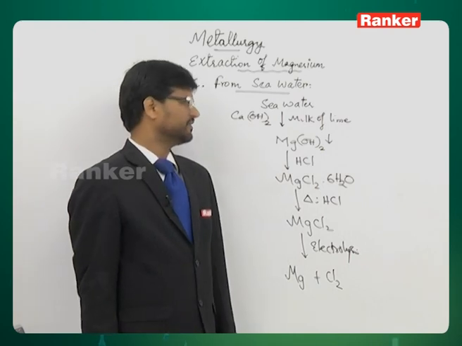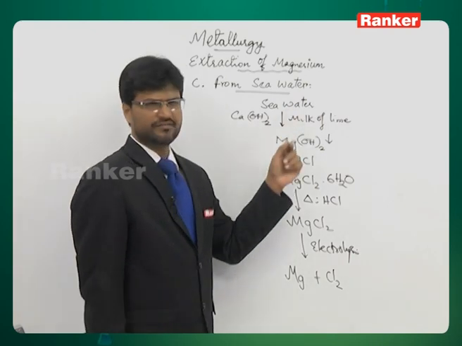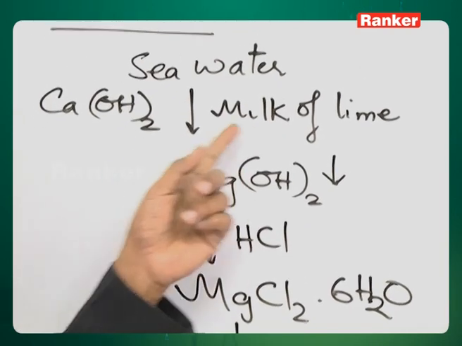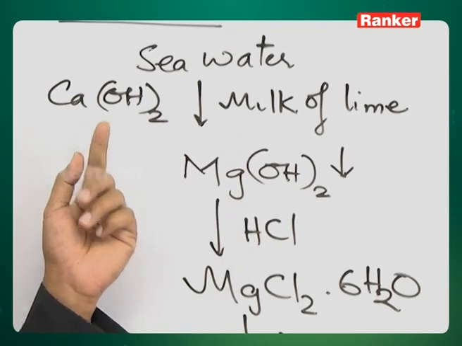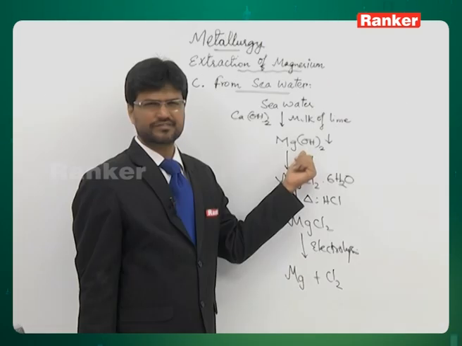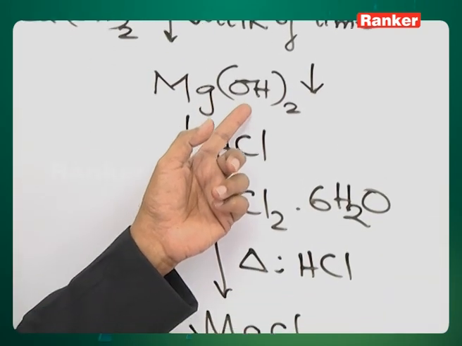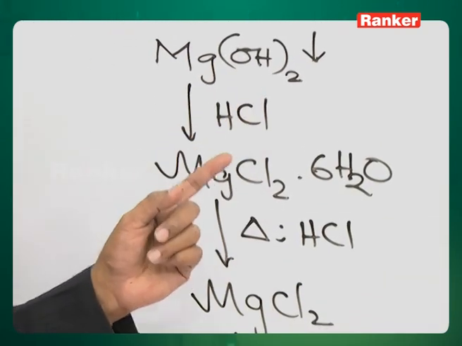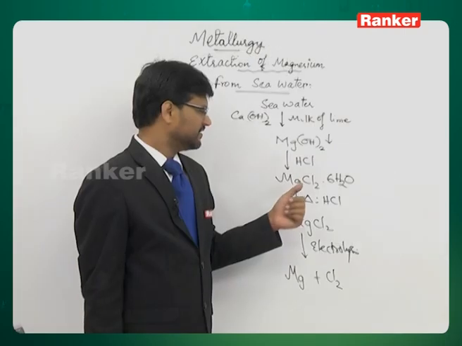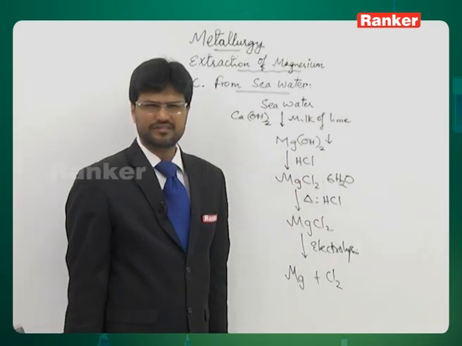So I'll repeat the whole sequence. Seawater, which consists of magnesium ions, is treated with milk of lime, which is calcium hydroxide, and you get magnesium hydroxide. Calcium hydroxide is soluble, this is insoluble. So it comes out as a precipitate. Recover this by filtration and then treat it with HCl. Then you get hexahydrate of magnesium chloride.